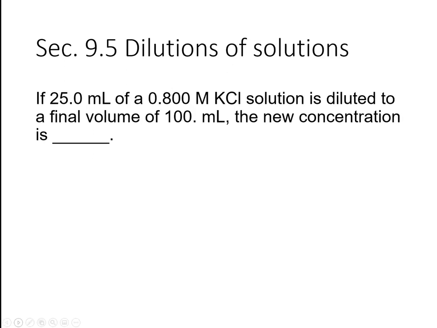Next question was from Dilutions of Solutions. If 25 milliliters of a 0.8 molar potassium chloride solution is diluted to a final volume of 100 milliliters, the new concentration is blank. And you had to fill in that blank. You had to do the math and fill it in. If you have your answers with you or your scratch sheet of paper, you can put what your answer is. You can also just put what equation you used to figure it out.